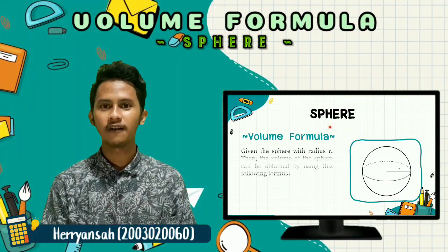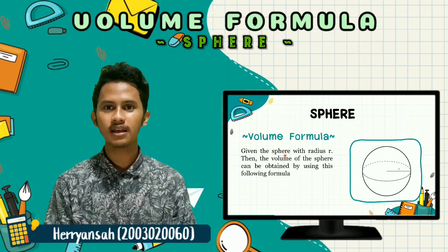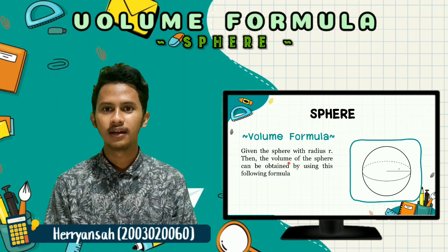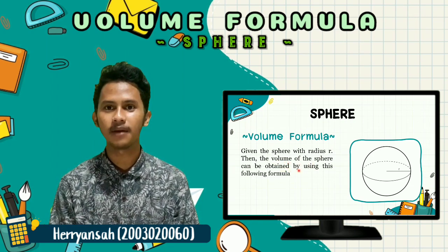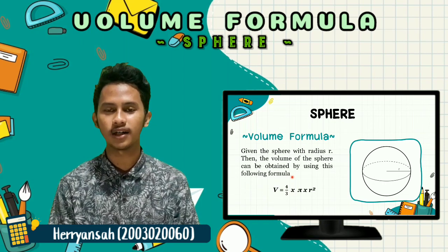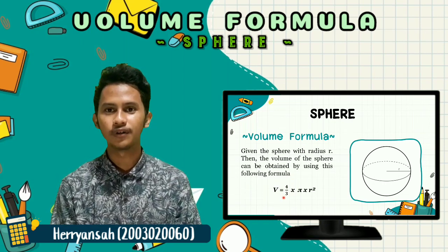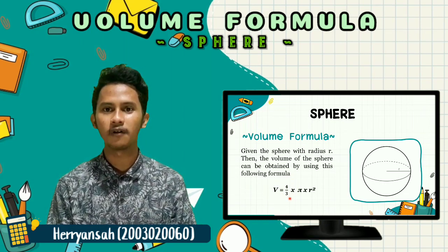Volume formula of sphere. Given the sphere with radius R, the volume of the sphere can be obtained by using the following formula. Volume equals 4/3 times π times R cubed.